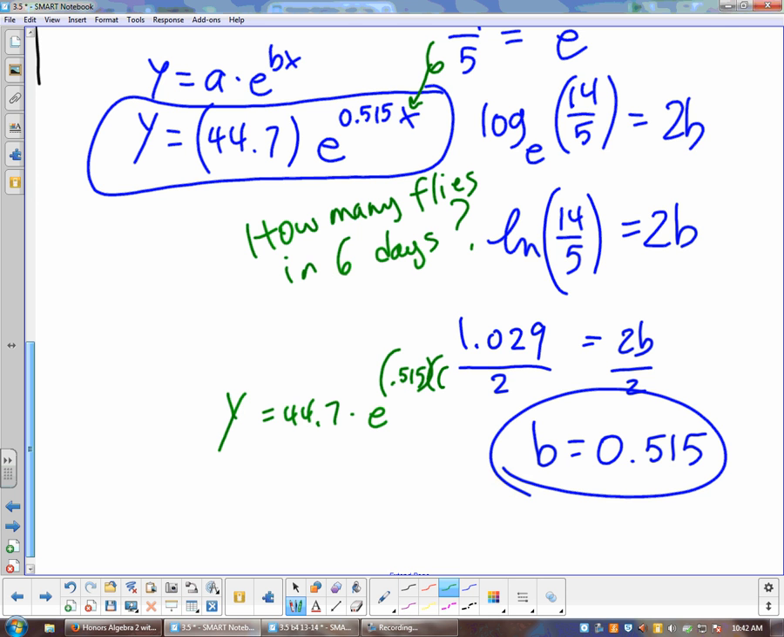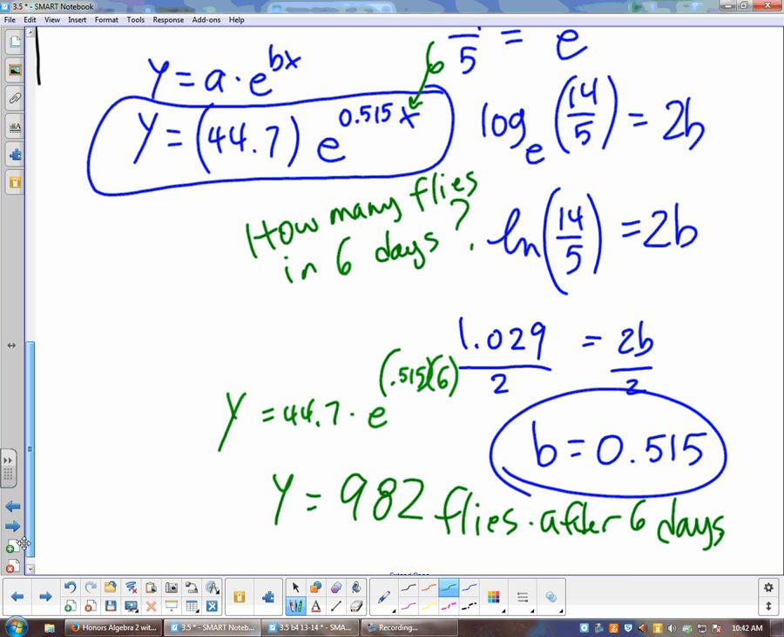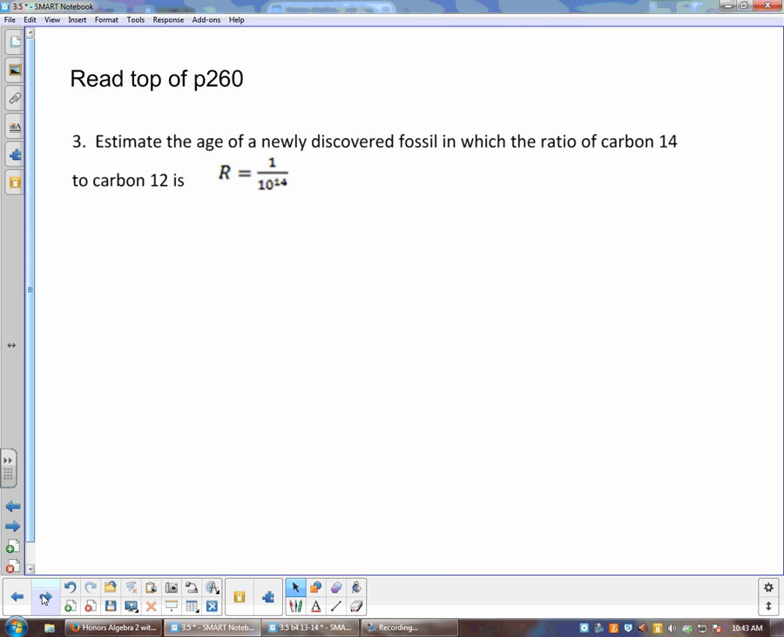You can't have a fraction of a fly, so you're rounding to the nearest fly. All right, so about 982 flies after 6 days. Hint, hint, I like these. If you don't see it on the Chapter 3 test, you're going to see it on the final exam. One or the other or both. These are good problems.